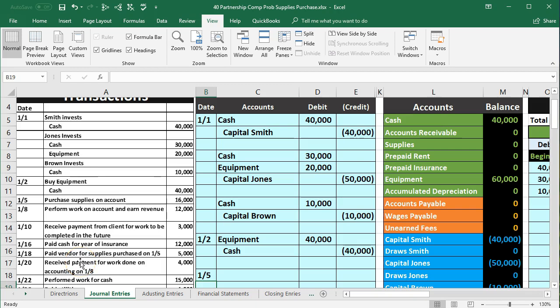In this presentation, we will continue on with our comprehensive problem. We will now be recording the purchase of supplies on account.